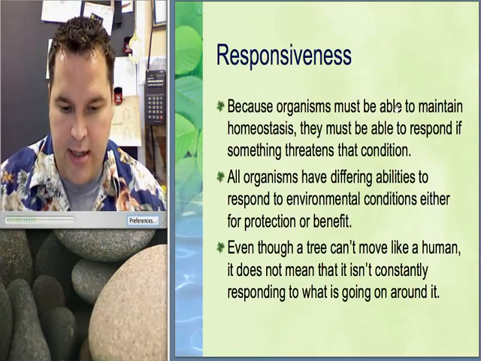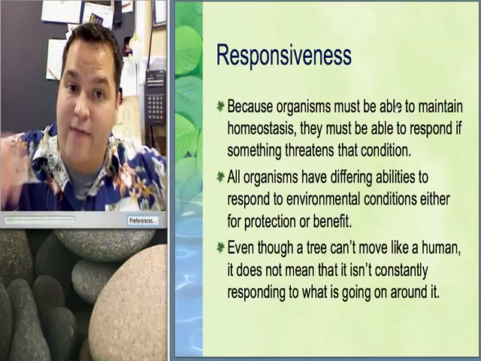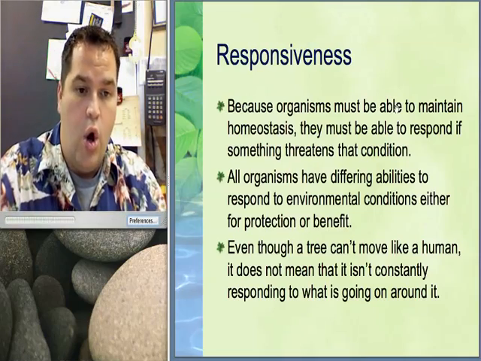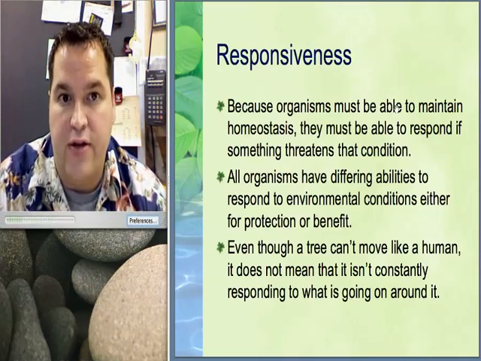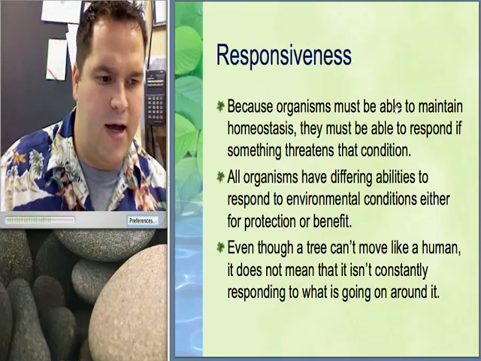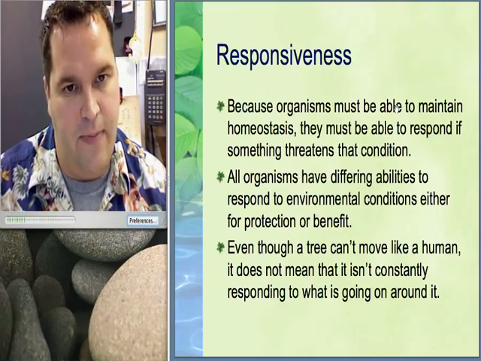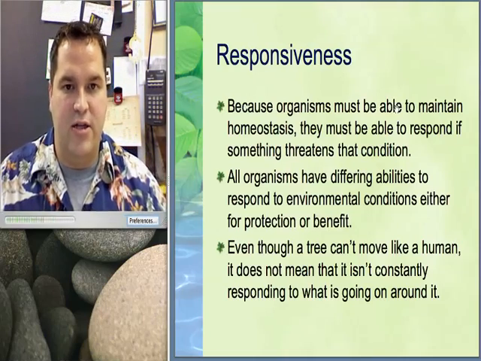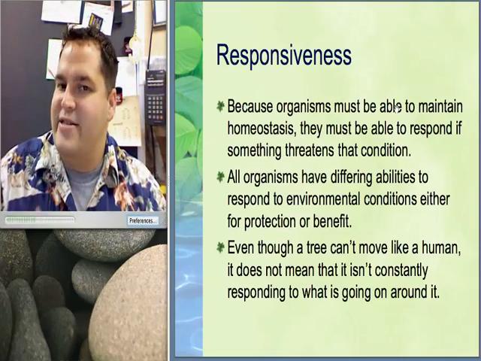If a tree isn't getting enough water, then its roots will start to grow deeper in the ground, trying to find water deeper in the soil. Or when it gets cold, the leaves fall off the tree. That's the tree's response to the change in weather. We think of response as something happens and we quickly respond. It doesn't always happen that way. Just because something doesn't respond lightning quick like a cat doesn't mean that it's not responding.